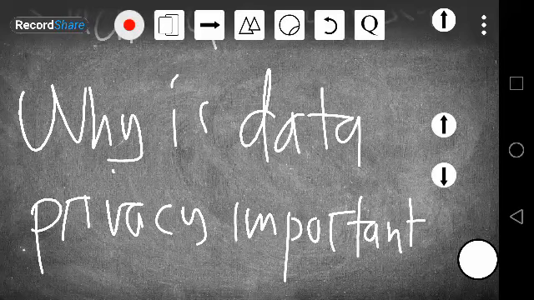The other thing is that data privacy is at the heart of data security. I'm sure you get what I'm saying. The idea of security narrows down to data privacy. Data has to be private. That's the whole idea.